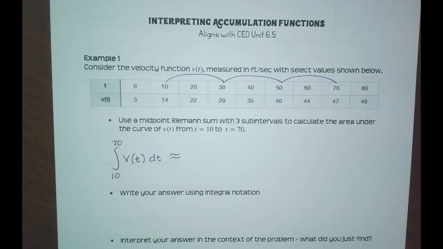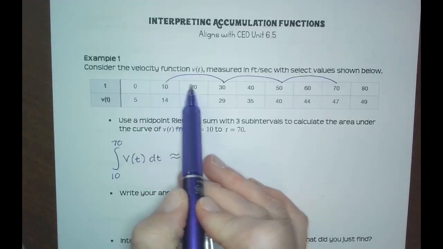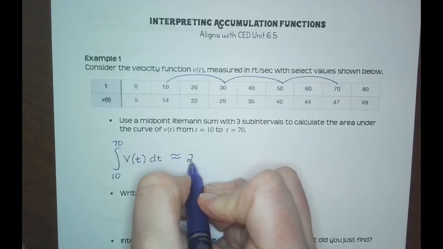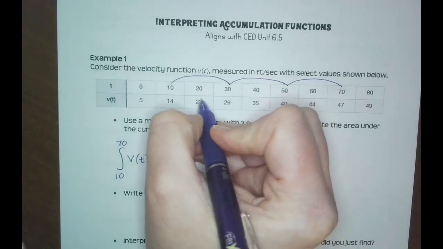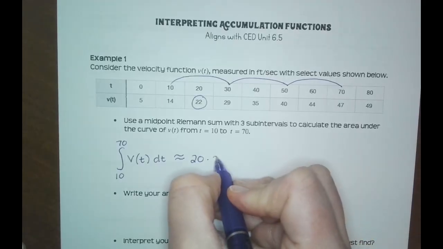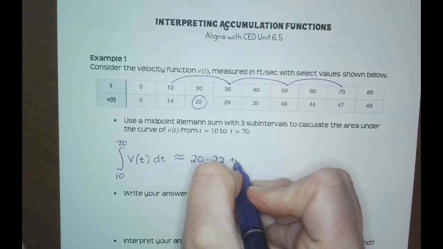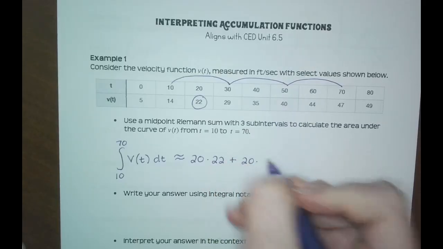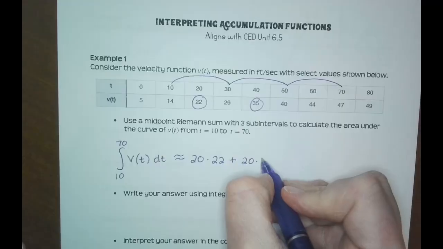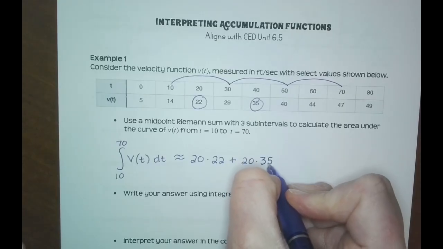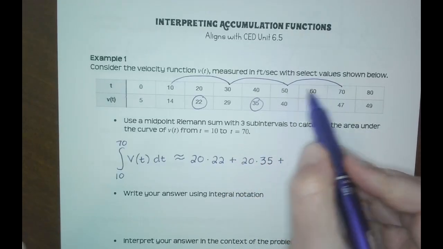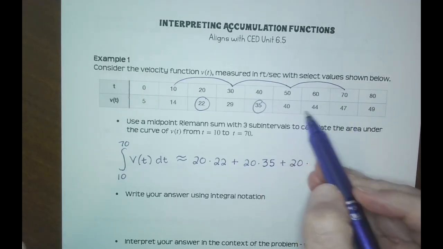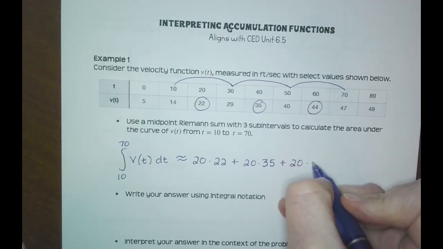And so I'm building rectangles here. The base of my rectangle is going to be the width along the x-axis. So from 10 to 30, that's a width of 20. And then the height would be based on where this midpoint is, so that would be 22. Plus, from 30 to 50 is also a width of 20, and then with a height of 35. Plus, and then this last one, again, another width of 20. So I actually could have just multiplied by 20 one time at the beginning, but with a height of 44.